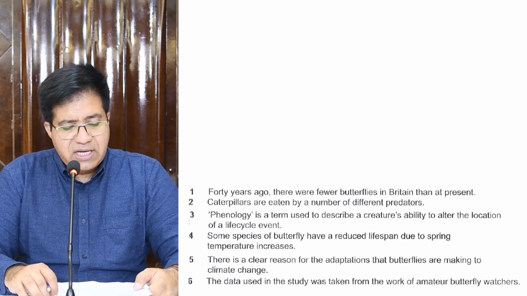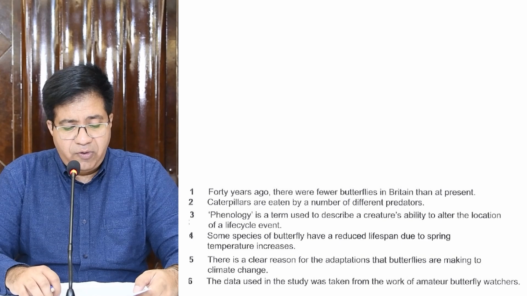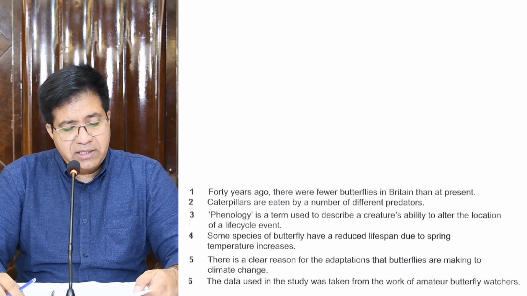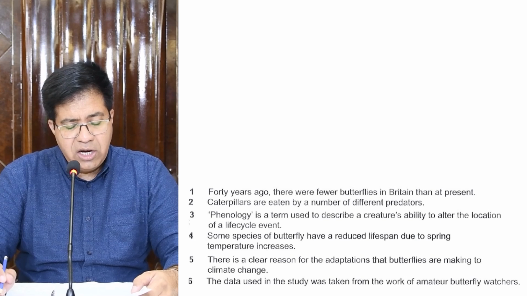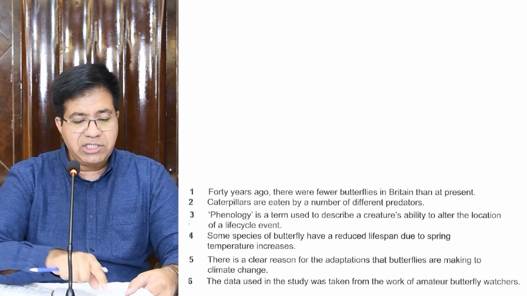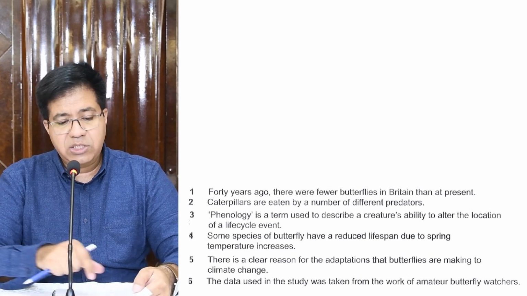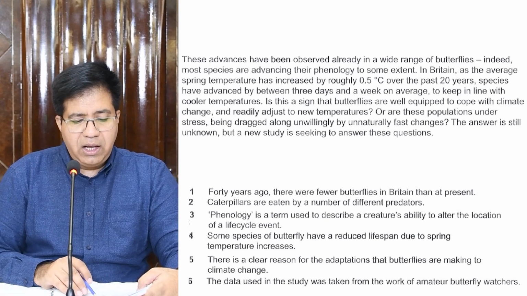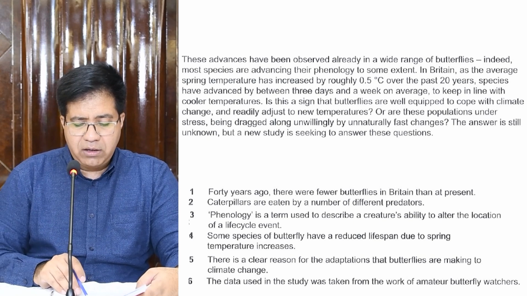Question number 5. There is a clear reason, underline clear reason. There is a clear reason for the adaptations. Adaptations means changes. There is a clear reason for the adaptations that butterflies are making to climate change. Now, if butterflies are making changes to climate change, and that is a clear reason, if the reason is clear, answer is true. Otherwise, false or not given. Same paragraph. Third paragraph, I'm reading it from third last line after question mark.